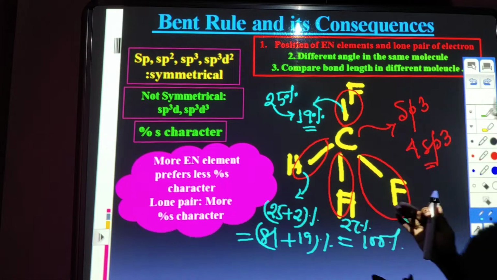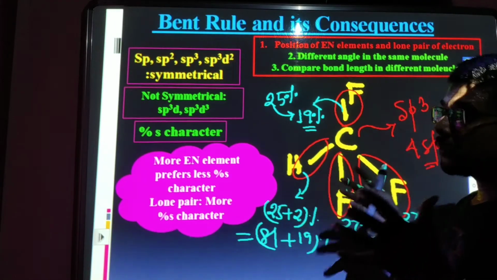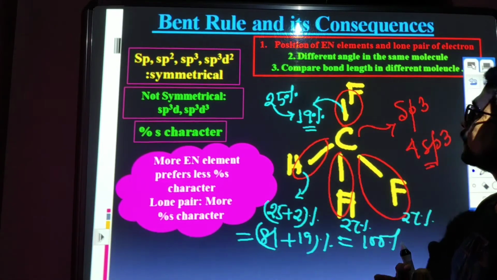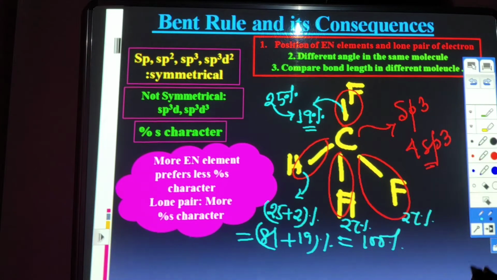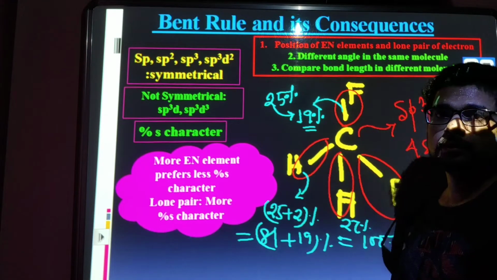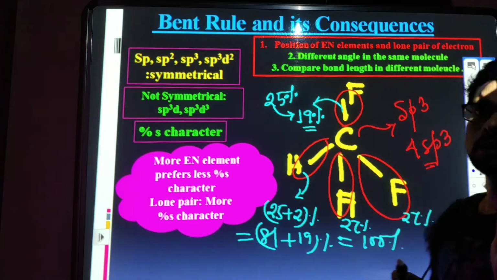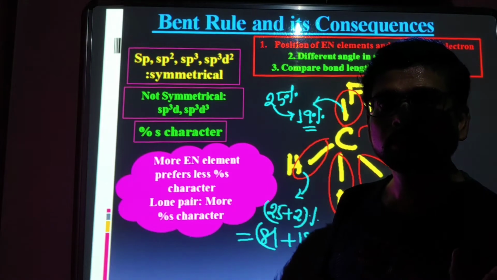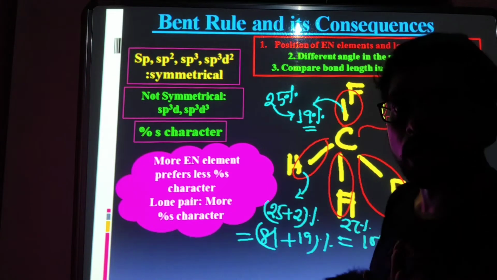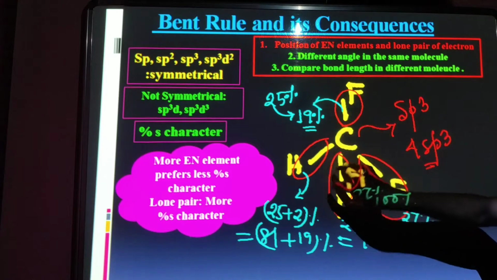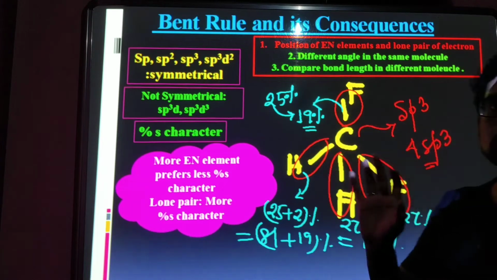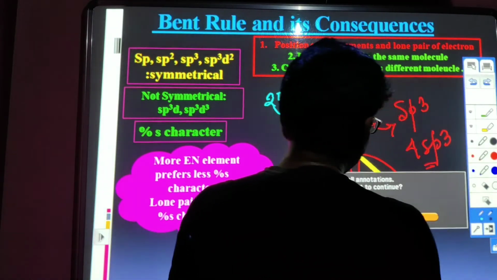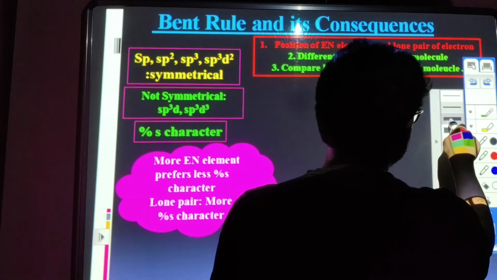This is the beauty of Bent rule, that whenever symmetry is lost, meaning different substituents are present, the percentage of s character will get changed entirely. However, if the substituents remain the same, that won't change the percentage of s character. Okay, let me show you one more example.